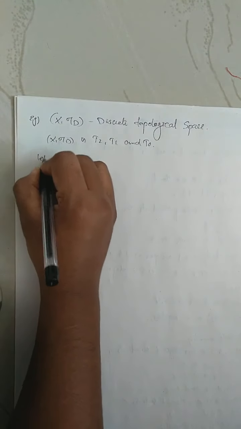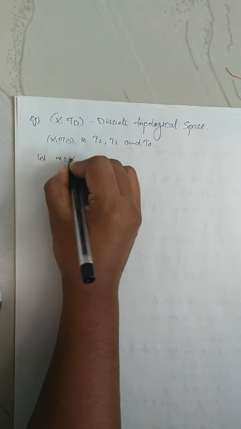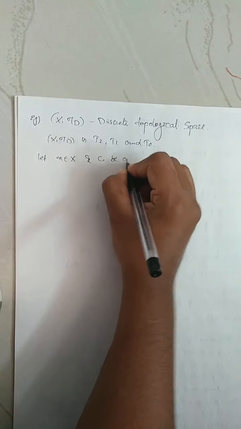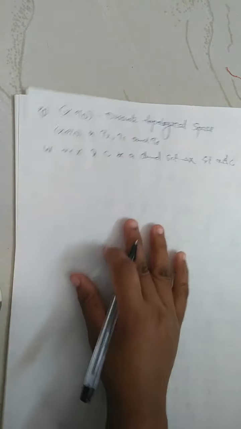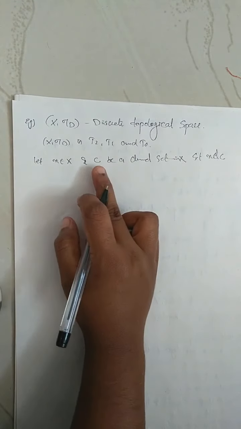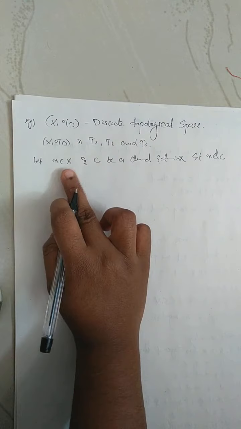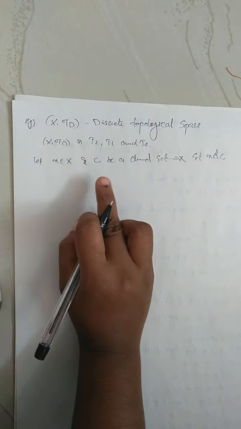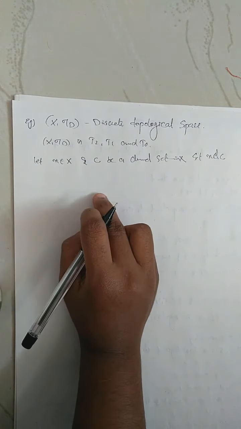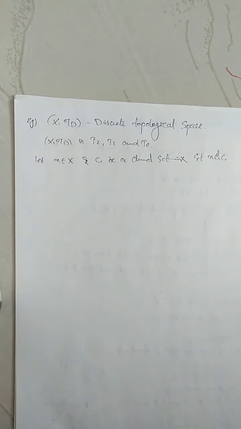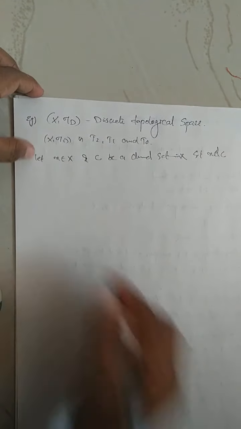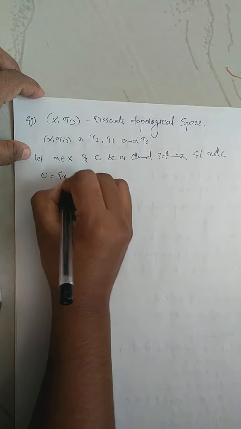So let x belong to X and C be a closed set in X such that x is not in C. So we consider a point and a closed set not containing that point. Now to prove the regularity, we want two disjoint open sets U and V such that x is in U and C is in V. Then you take U equal to the singleton set {x}.